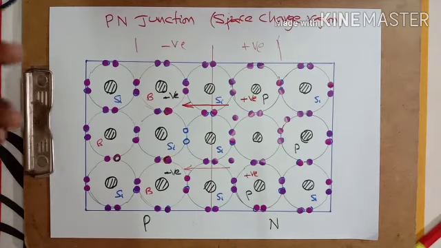We'll see in the next videos more on the PN junction when it is reverse biased and forward biased, and how it acts as a rectifier and the working principle of a PN junction diode.